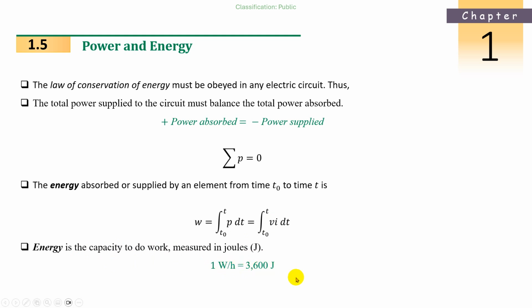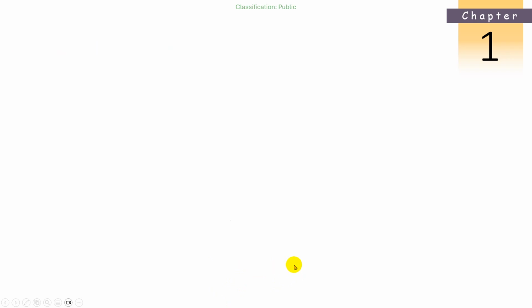This is a transformation of the MKS unit to the SI units. 1 watt hour is equal to 3600 joules. You have to remember this one.